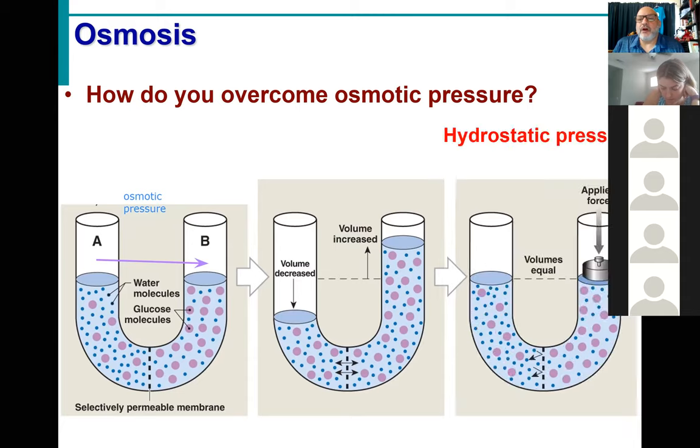And that force we put on the water is hydrostatic pressure. If I were to put a weight on that, that force applied to the water, that hydrostatic pressure, can force the water back to the opposite side. So the opposite of our osmotic pressure is our hydrostatic pressure. All right. Questions on that? All right, excellent. That is our diffusion and diffusion of water.